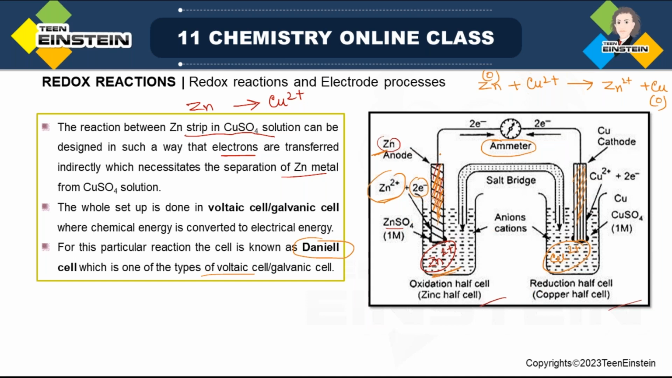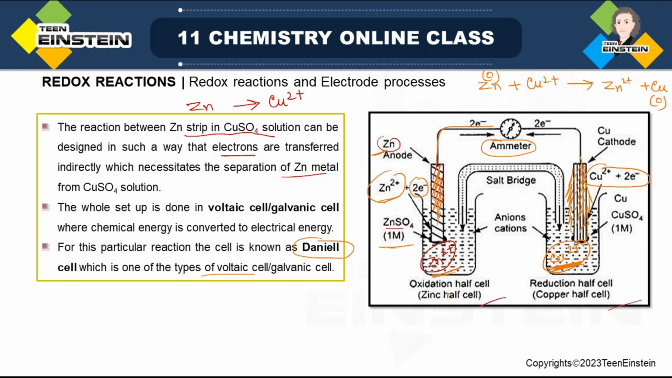And these two electrons that are produced will be moving through this wire, and will go towards the other side. While going towards the other side, through this copper electrode, it will ultimately reach this Cu2+. It will react with this Cu2+, and ultimately reduce it to copper metal. And this copper metal, gradually what will happen? It will be deposited on the surface.